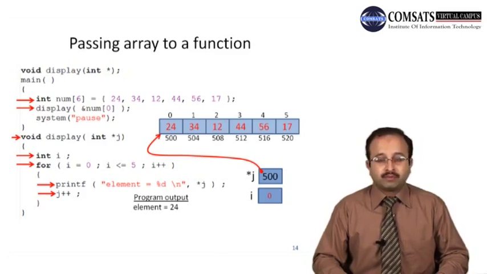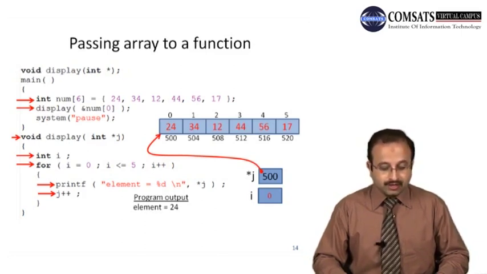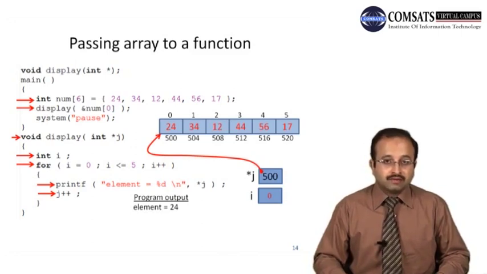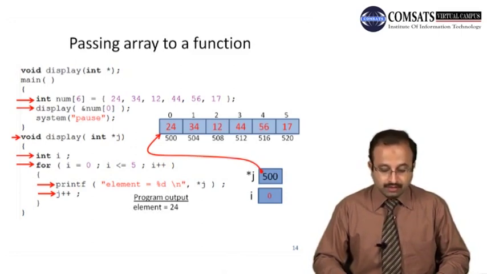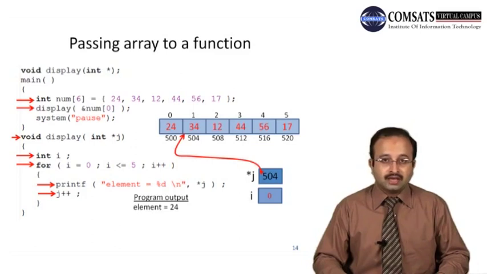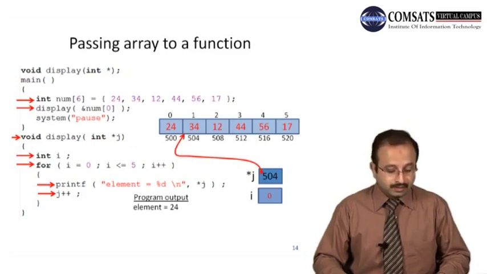Same type means it will point to a value of the type that the pointer is. So this is an integer type pointer. So first it was pointing to one integer value. So the next integer value will be 4 bytes away from the current position. So the value of this pointer becomes 504 and it points to the next element of that array.